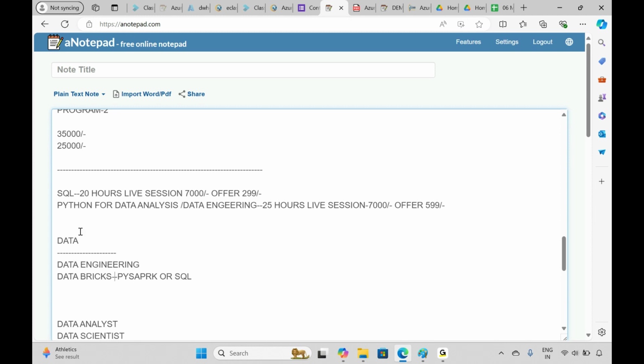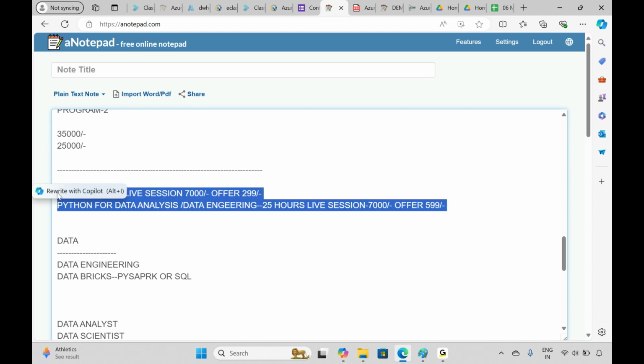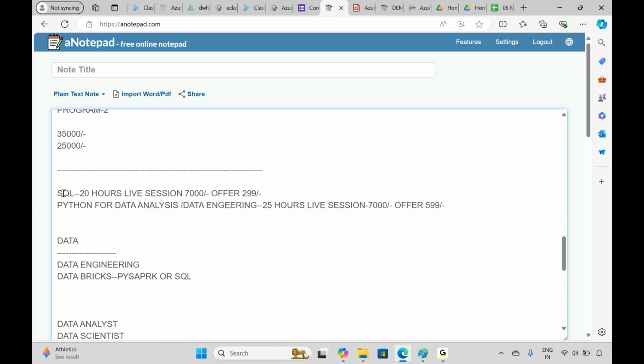But if you want to get full confidence in SQL and Python, you can enroll separately for these two courses. Before completion of the Azure Data Engineering course, you can complete SQL and Python anytime. So to start the Azure Data Engineering course, there is no need of SQL or Python.